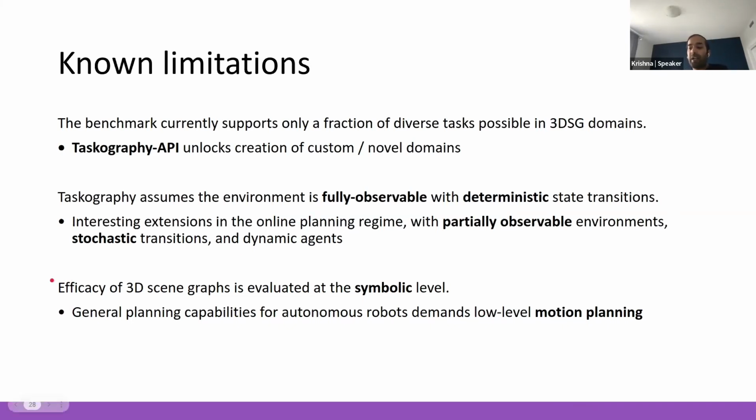And we also evaluate planning at symbolic levels. It's a symbolic planner in the sense that each action tends to have an equal effect. So one metric in the paper was how many actions do you need to complete this task? And if you would take 14 actions, not all actions are equal. Some actions are clearly more expensive than others, depending on the kind of robot and the environment you're working in. So for general planning capabilities, you will also need to reason about low-level motion planning in addition to symbolic task planning.